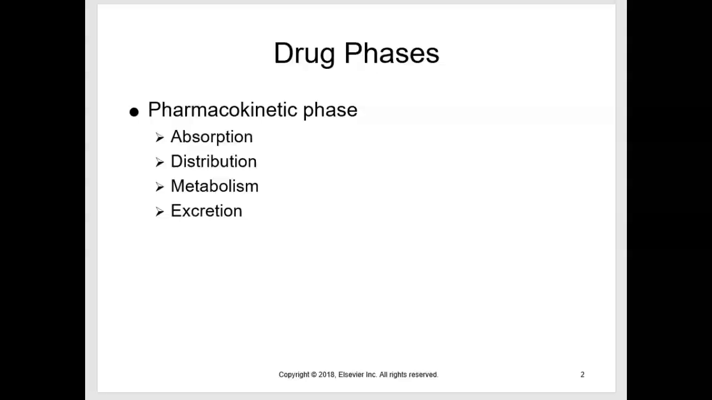So pharmacokinetics, if you see that term kinetic, you should be thinking movement. So movement of pharma or drugs throughout the body. There's 4 phases: absorption, distribution, metabolism, and excretion.